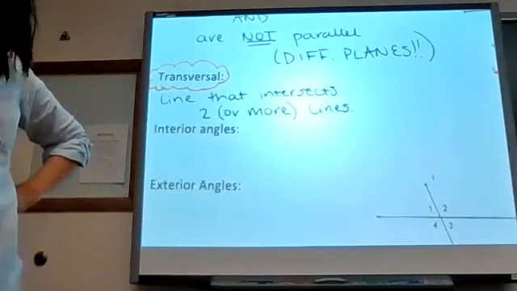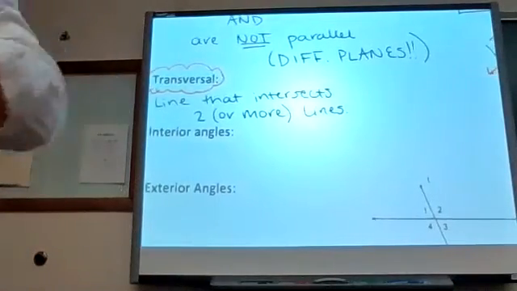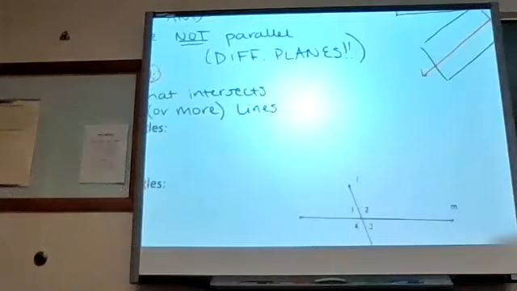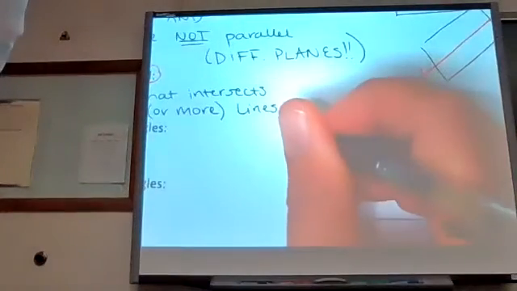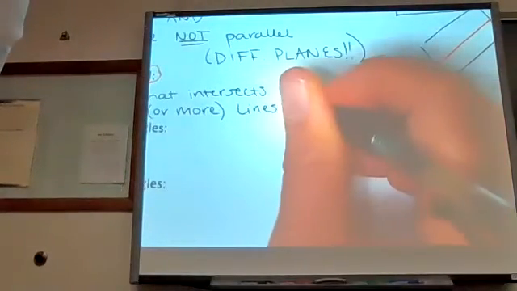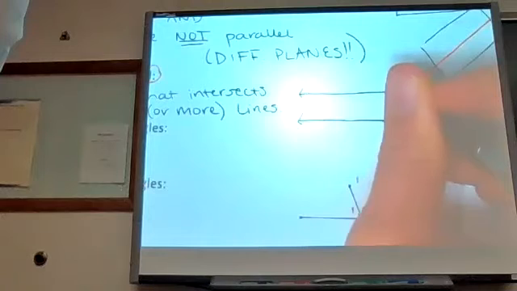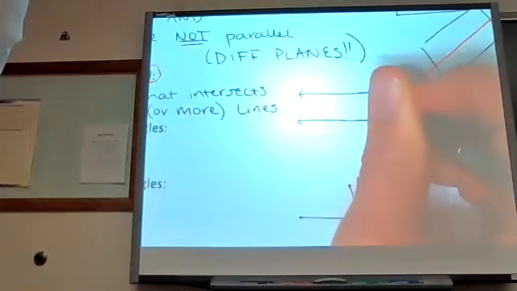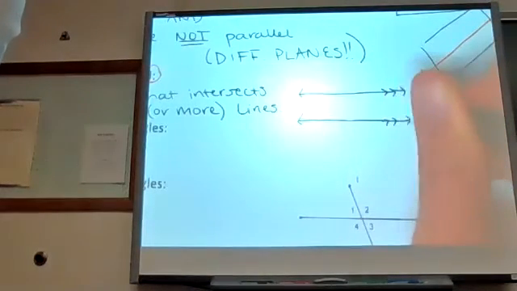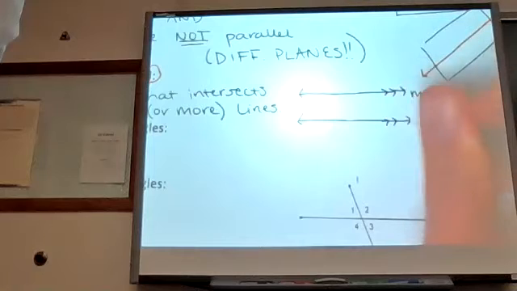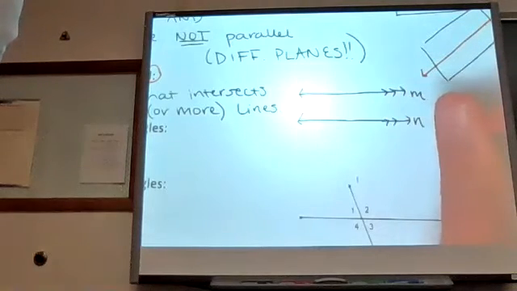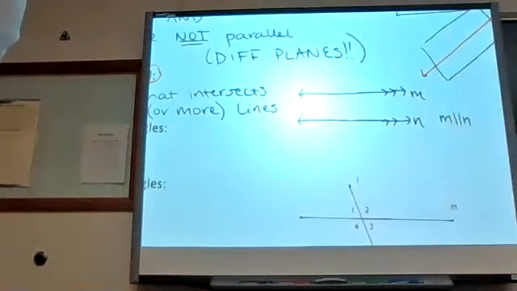A line that intersects two or more lines is called a transversal. So many times what we're going to see, maybe I have some parallel lines. We'll call this line M and that N. We can say M is parallel to N.